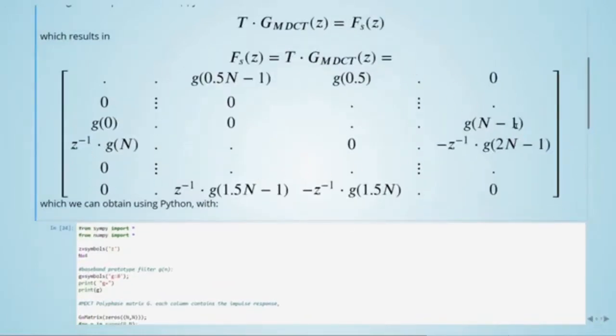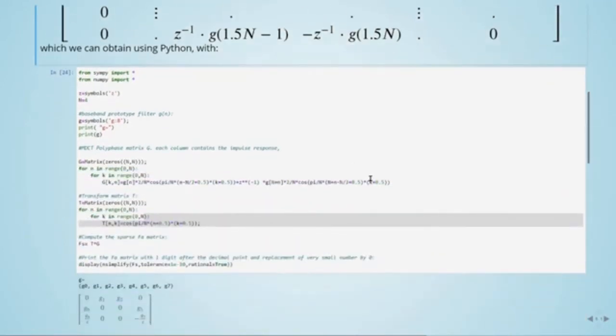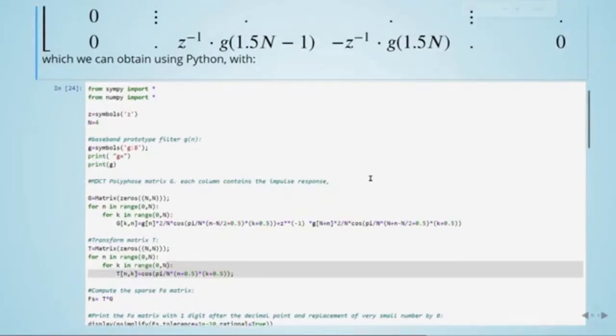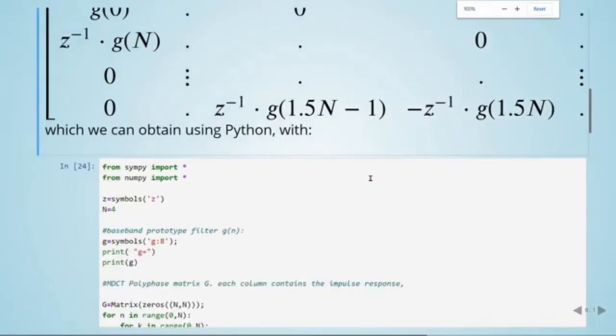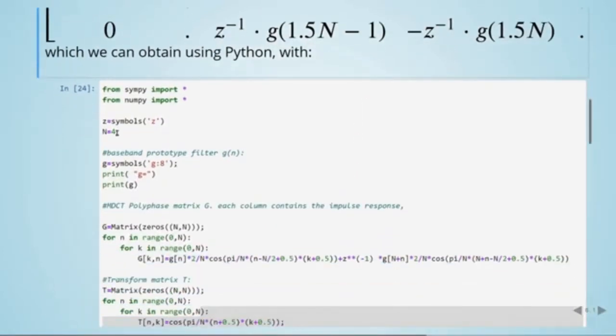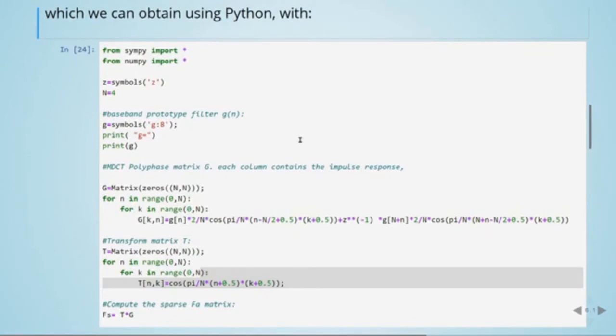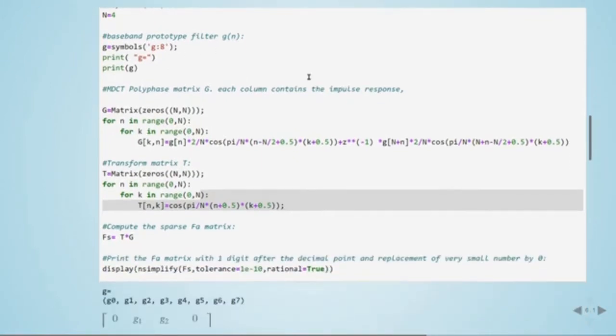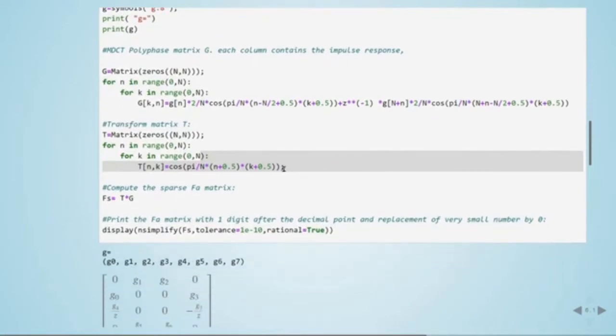Matrix here, and we can also use Python to obtain it. What we are doing again: we will use SymPy, so we're importing SymPy. We are defining Z as a symbol. We define n equals 4. Here we are defining our baseband prototype filters, the symbols. Here we have the polyphase matrix G. Each column contains the impulse response. Here we have our transform matrix T, using the same principles that we used for the analysis.